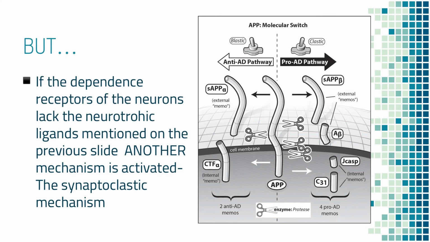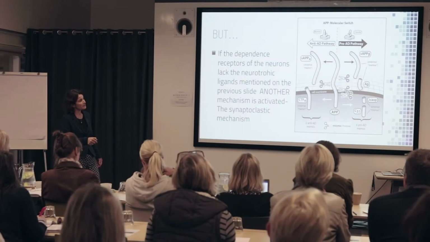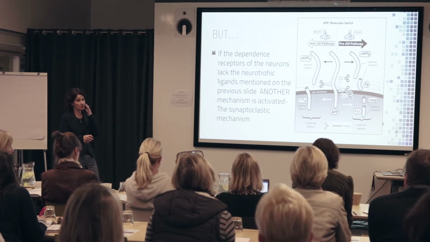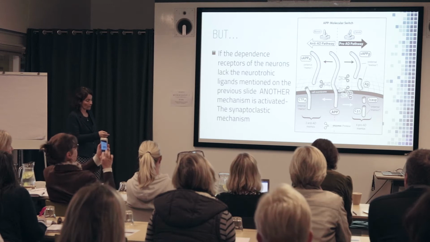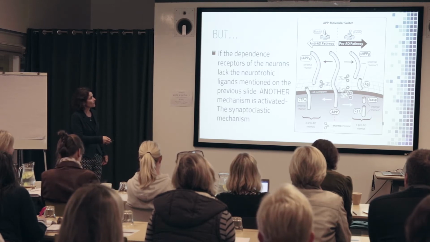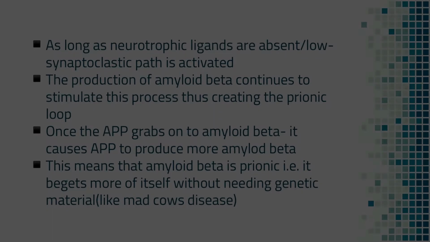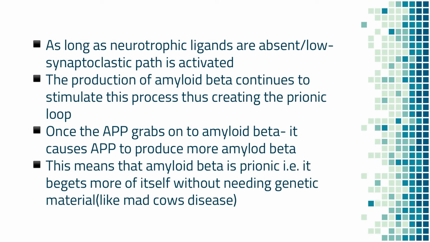But if our dependence receptors lack any of those ligands, or they're in a very low concentration, we can see we're now on the pro-Alzheimer's disease pathway. And we now snip into 4 little peptides, and one of them you'll see is the amyloid beta protein. And that is the side which then sends the message through for cell death. And the other word we use is that synaptoclastic mechanism. So as long as those neurotrophic ligands are low or even absent, then we know we're going to switch across into that synaptoclastic pathway.